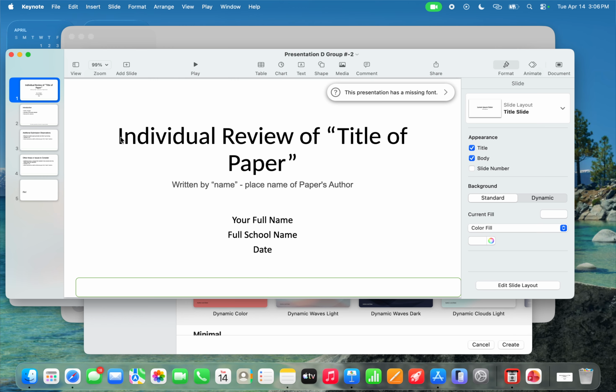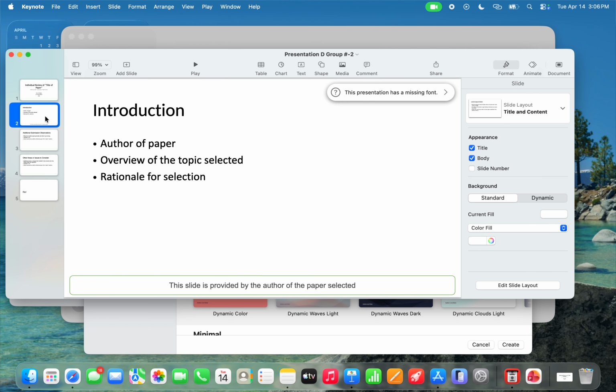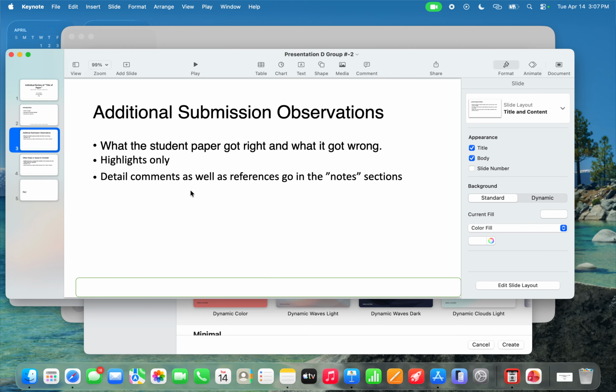Okay. So this is a page. You're going to pick a paper and you're going to put the individual review, the title of the paper, who wrote the paper, your name, the school name and date. This is the one that the author of the paper has to give to all of the students. Who's the author, the overview of the topic, and the rationale. So the author of the paper writes this one slide and gives it to everybody. And then this is your actual submission.